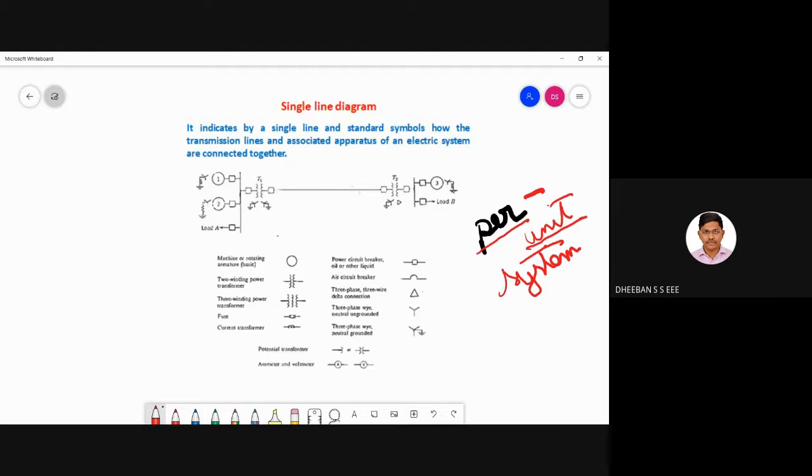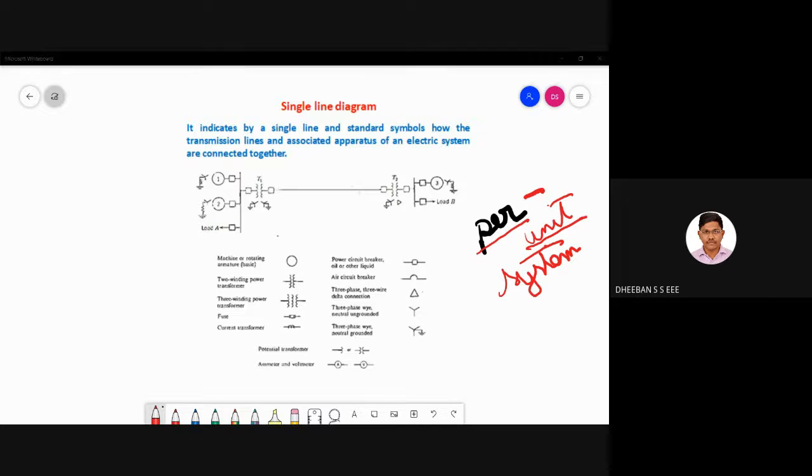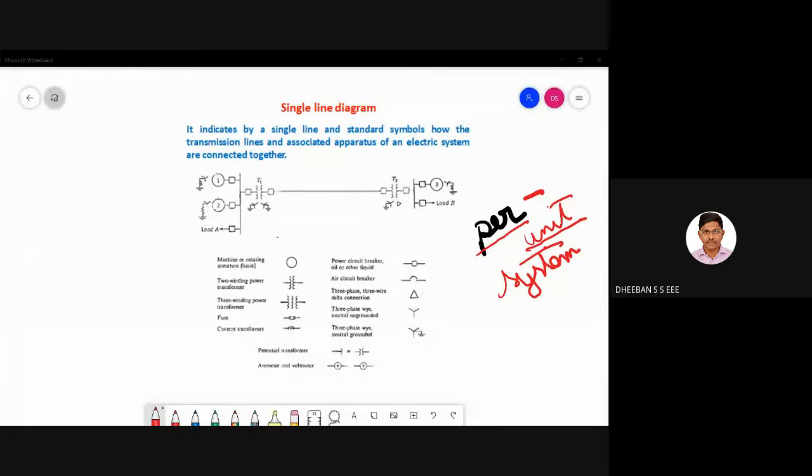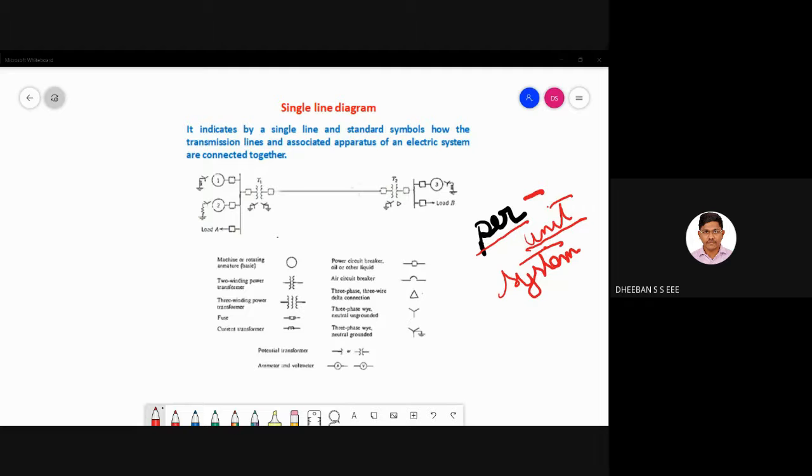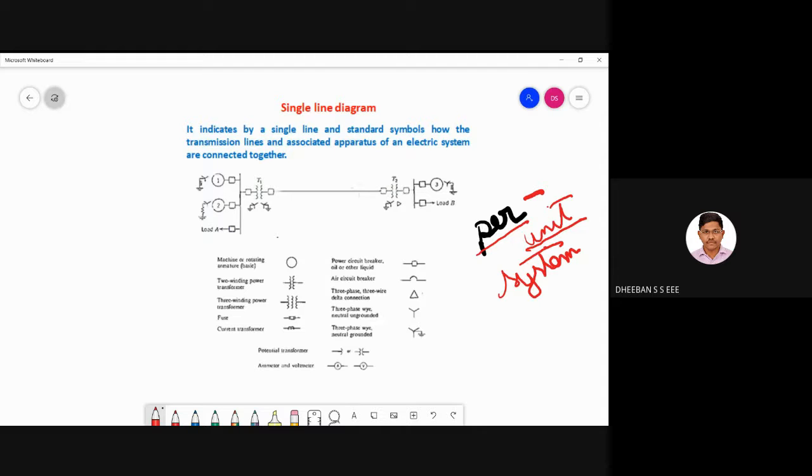First you have to know about the concept of the single line diagram. Yesterday at the end of the class, I showed you a MATLAB Simulink model of a 3-machine 9-bus system. It had 3 generation systems, and it was an interconnected network with 9 buses.